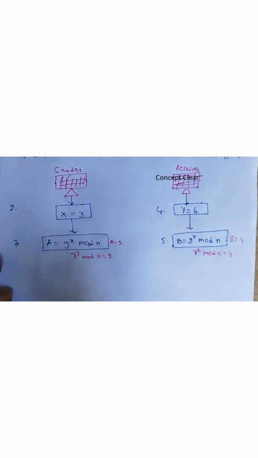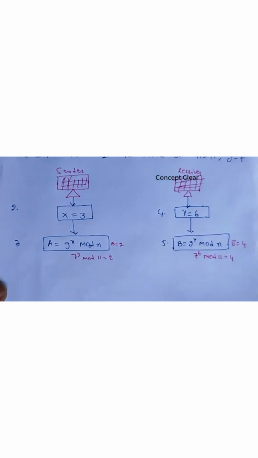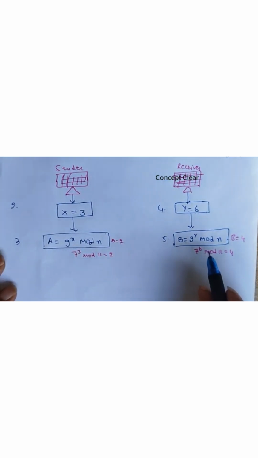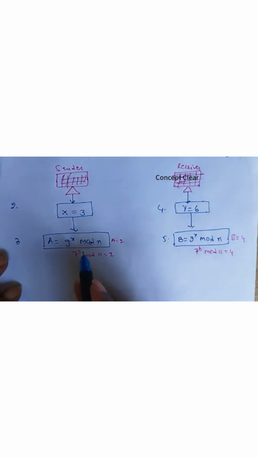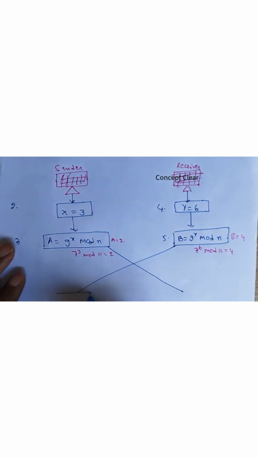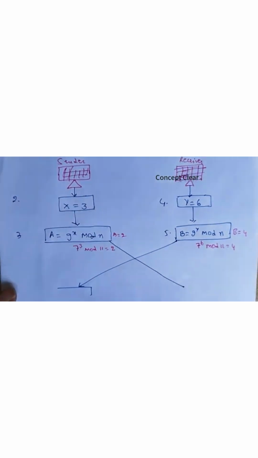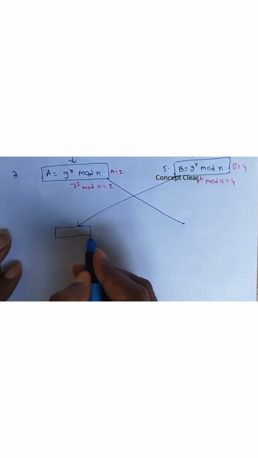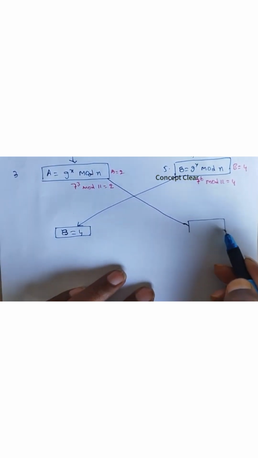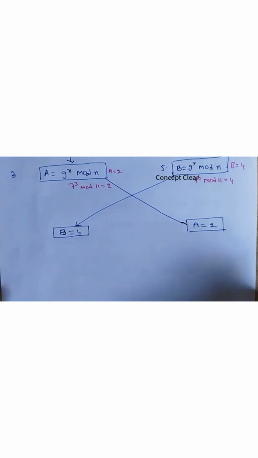After that, the sender will send the a value to the receiver, and the receiver will send the b value to the sender. So here both values are exchanged. After exchanging, what happened here? On the sender side b equals 4, and on the receiver side the a value equals 2.